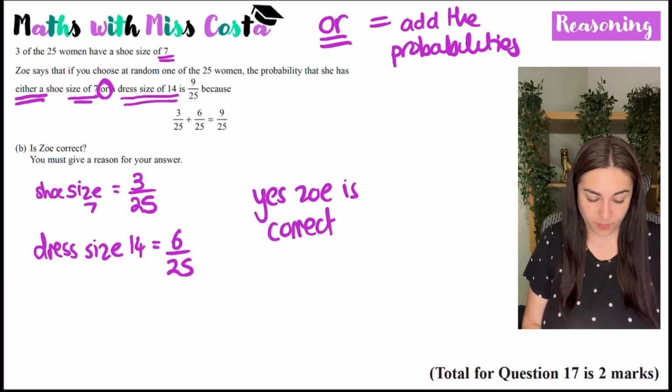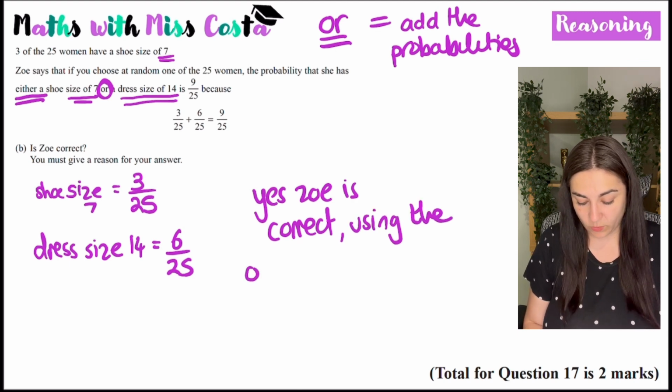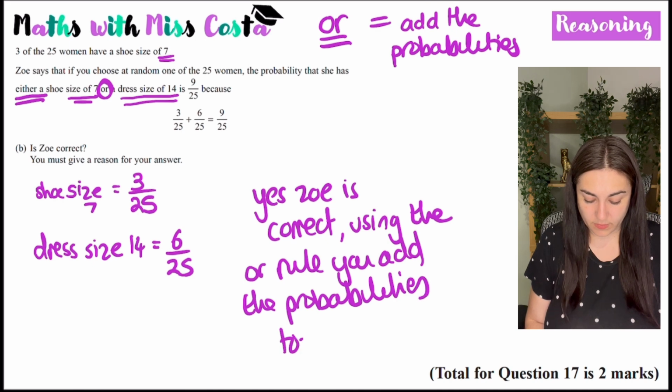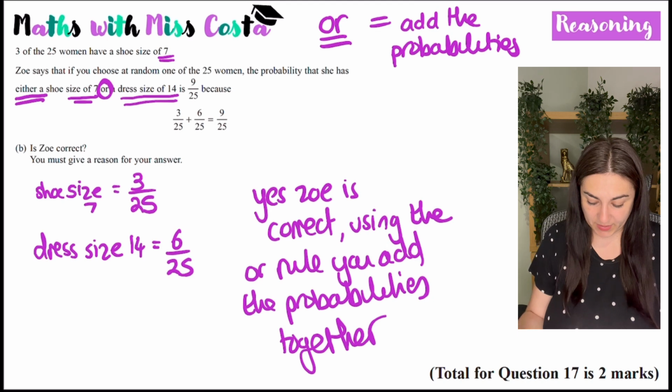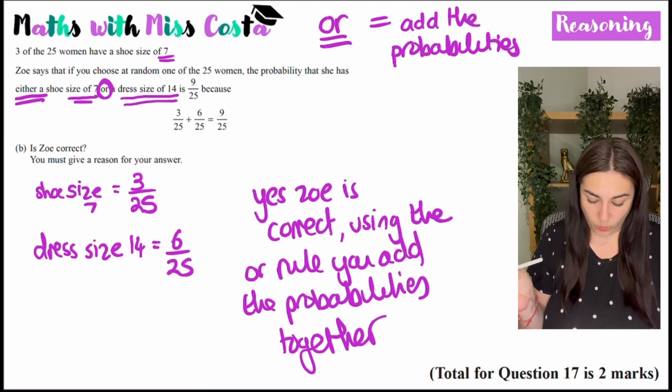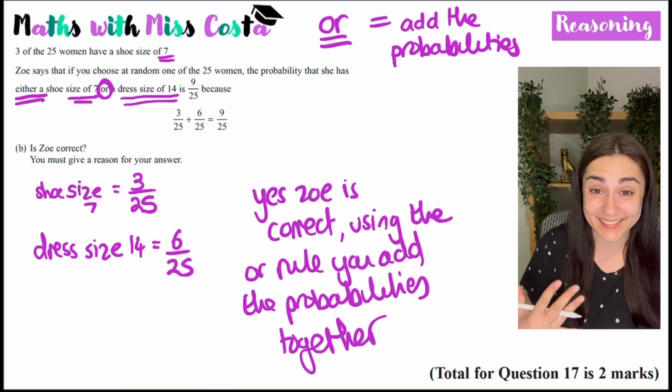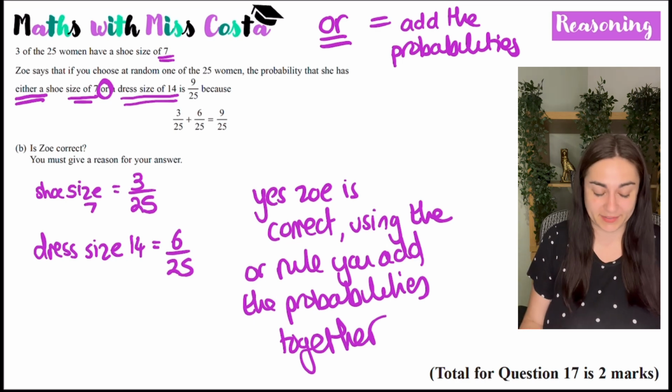When working out probabilities using the OR rule, you add the probabilities. So with reasoning, you always need to give a reason. You can't just say yes or no because you get no marks for that.